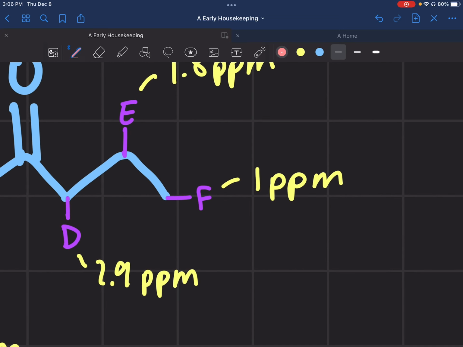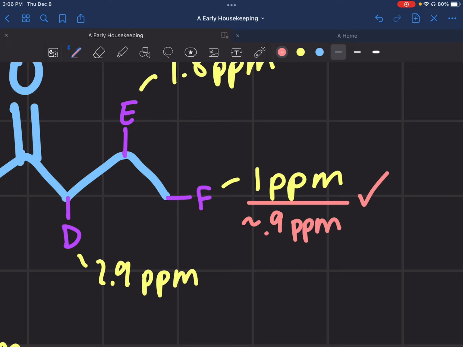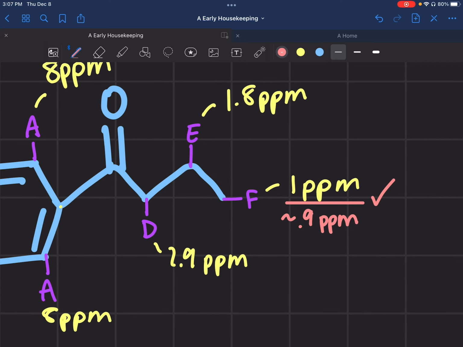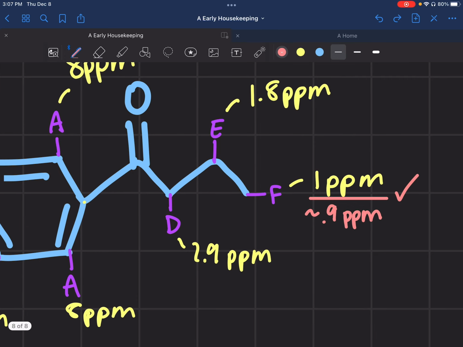So let's start with this one. We determined F is a methyl group. It has a 0.9 reference value ppm. This one already checks out. This also means it cannot be alpha or beta to any other functional group. If it was alpha or beta to this carbonyl, it would have a higher ppm. So we know this is off by itself, not in an alpha or beta position to a functional group.